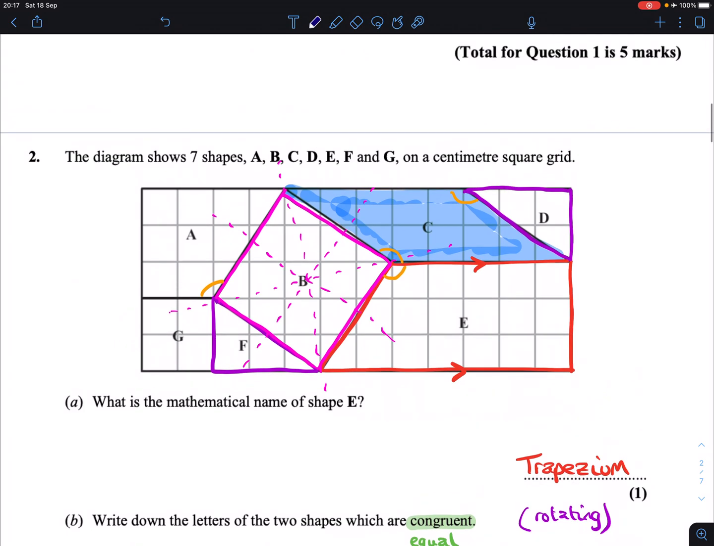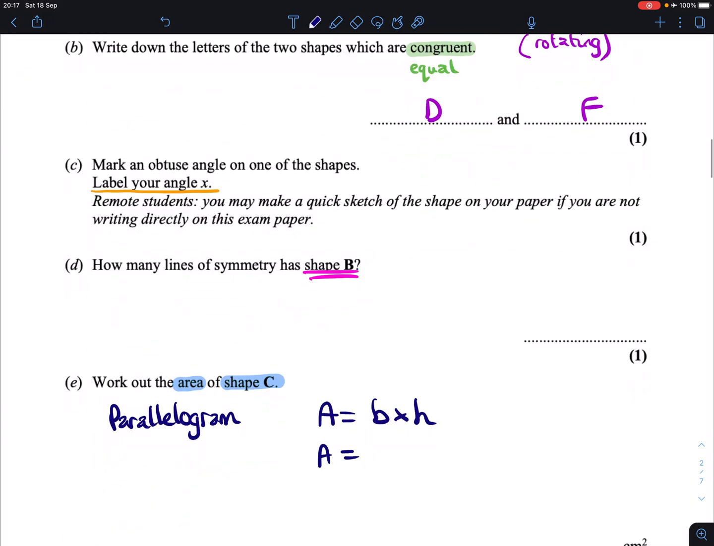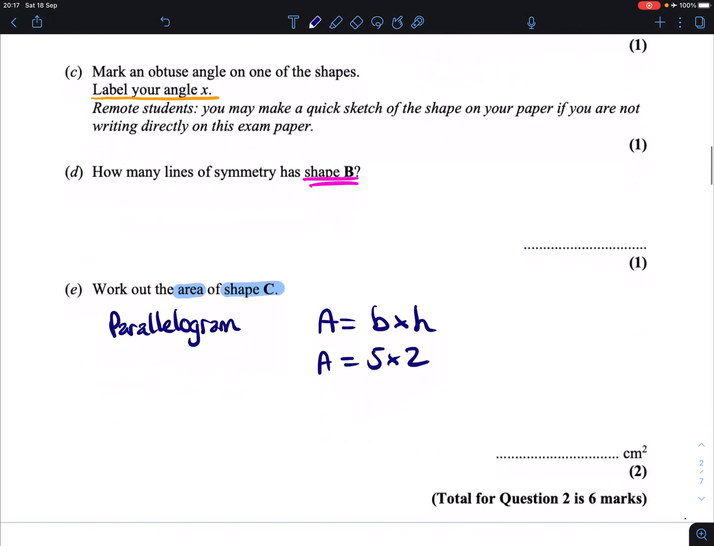So our base of this parallelogram is what I'm highlighting there, 5 centimeters wide, and the height of this parallelogram, which must run perpendicular to the base, is 2 centimeters. I could also draw it here like I've done there. So effectively we have 5 times 2, which is 10, which matches the other answer that I gave you before, giving us our final answer 10. I should write 4 in there for the symmetry as well.